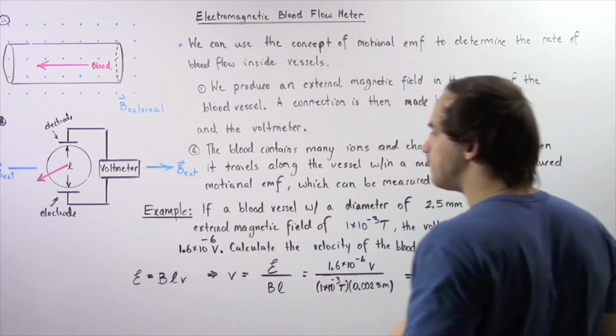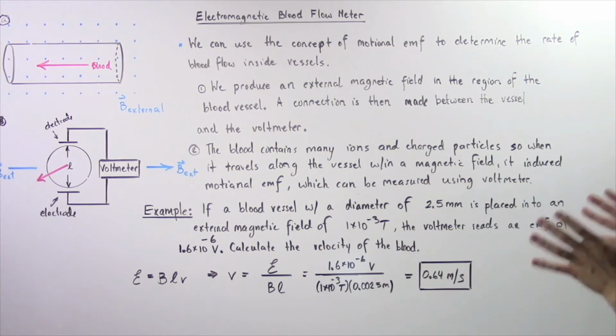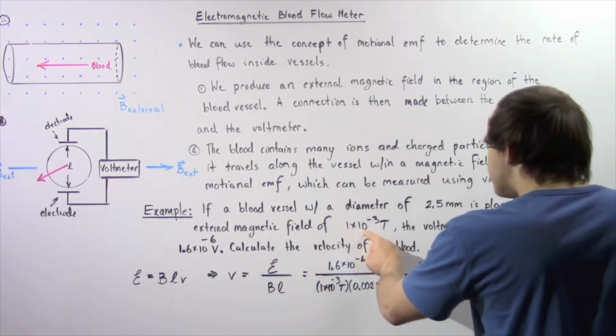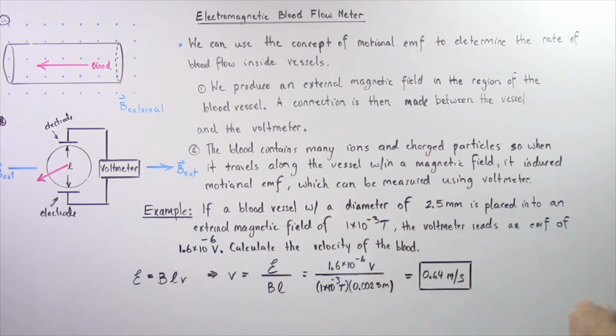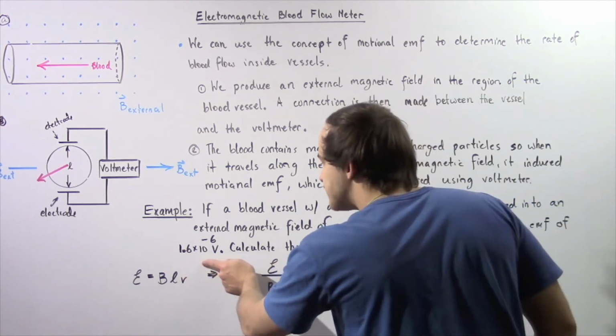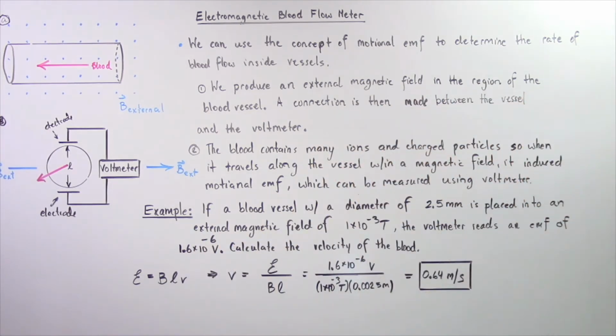So, let's look at the following example. In a certain blood vessel with a diameter of 2.5 millimeters, we place it into an external magnetic field of 1 × 10⁻³ teslas. And then the voltmeter reads a motional induced EMF of 1.6 × 10⁻⁶ volts. We want to calculate the velocity of the blood.